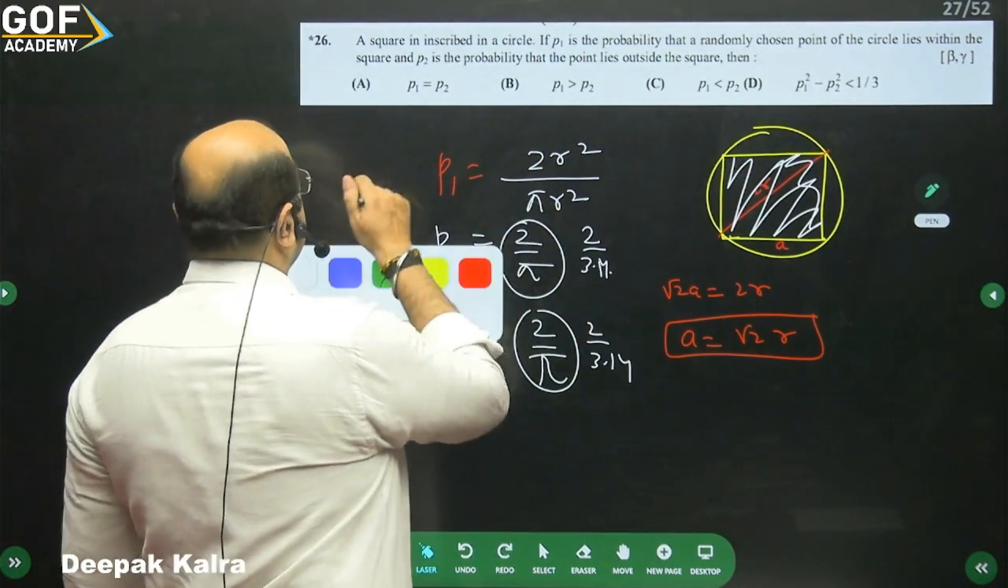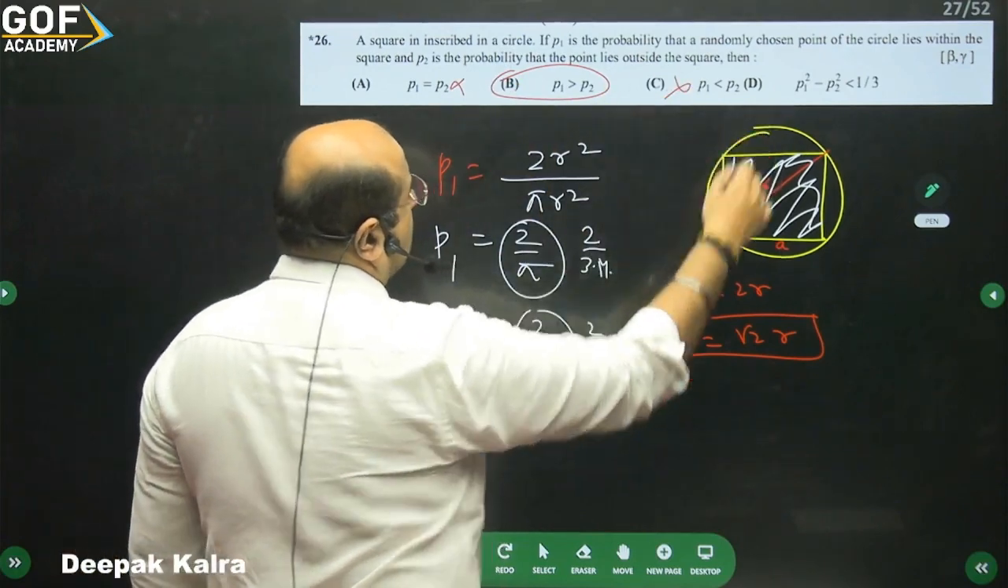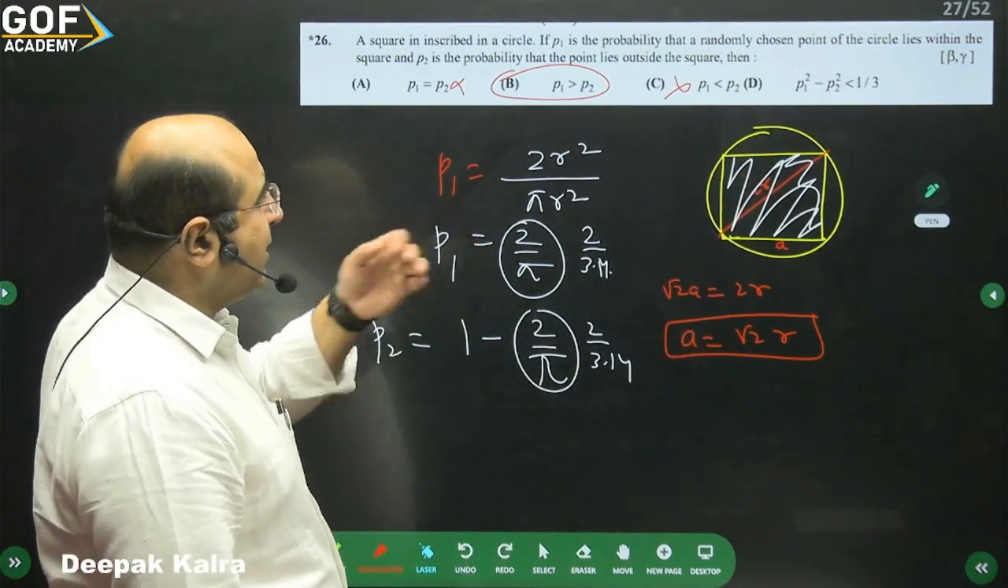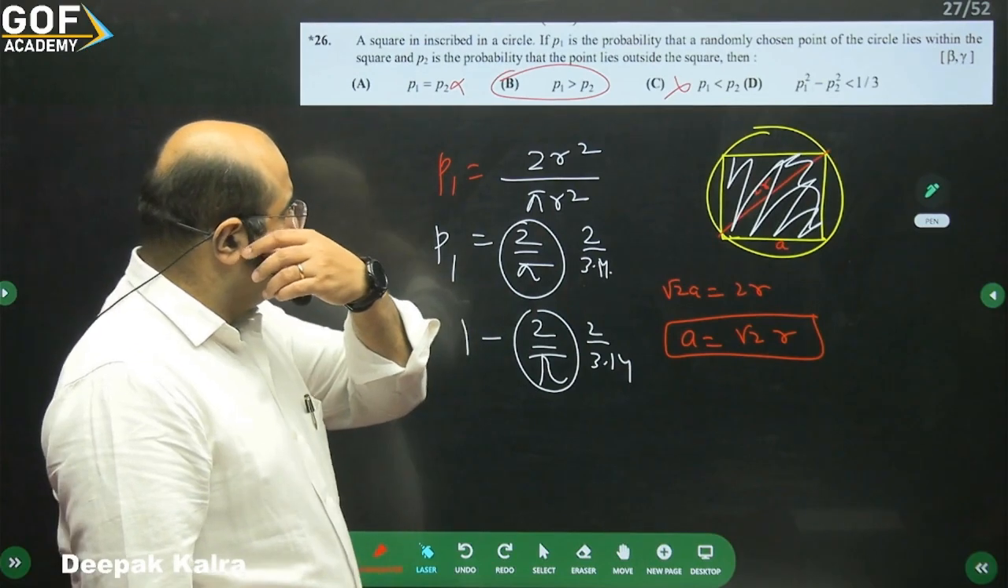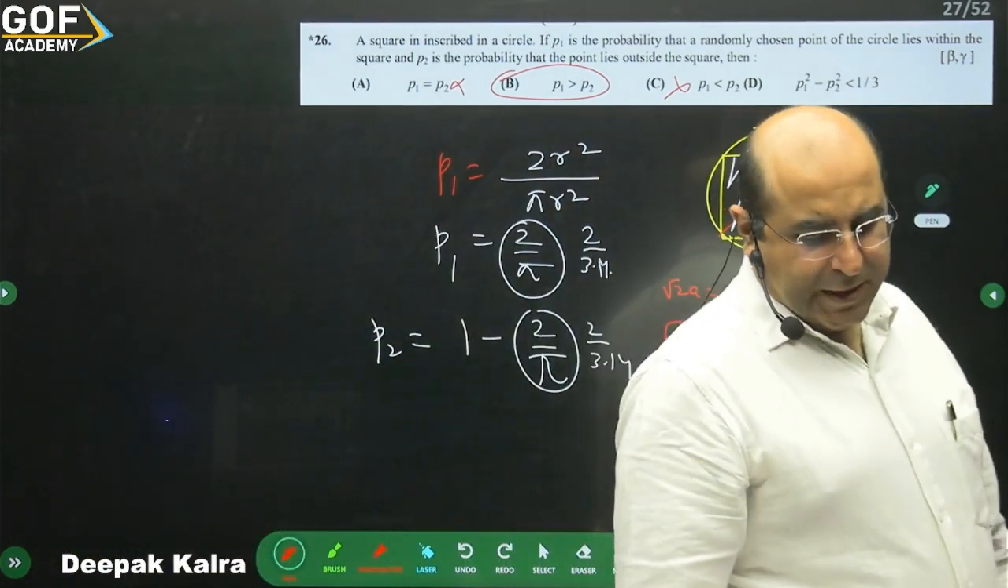So this will be your first answer. A. This B is the answer. This is wrong. This is wrong. That you can check out by squaring and subtracting. Yeah. So next.